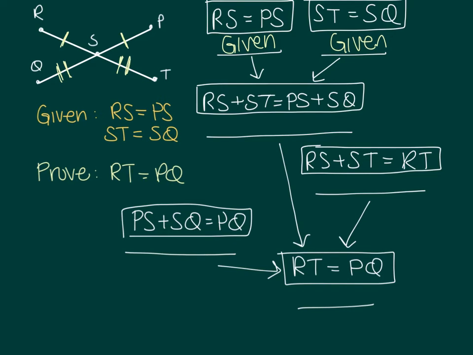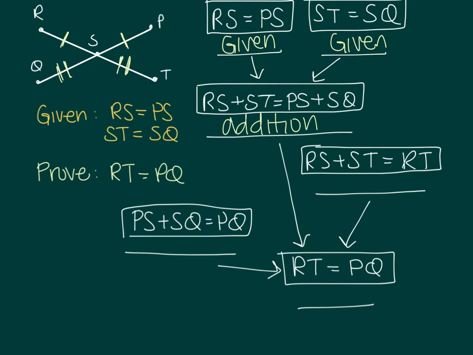Well, it looks like we took RS plus ST, PS plus SQ. So if we know that this is equal to this and this is equal to this, if I add this guy over here and this guy over here, am I changing the problem at all? No, that's just addition, right? Because I'm not changing either side. If I'm adding 1 to both sides or 2 to both sides, it's still even.